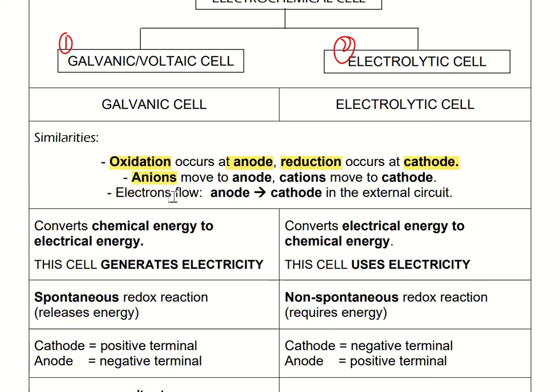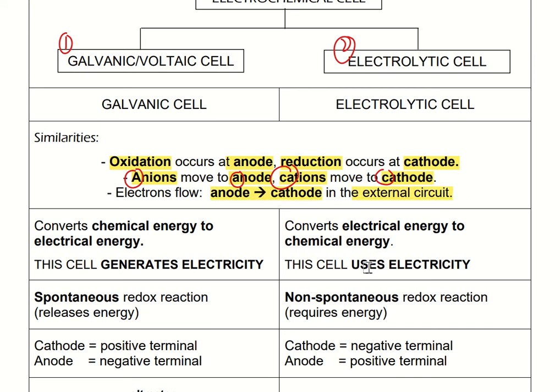Anions, which are negatively charged, always move to the anode, for example Cl minus and Br minus. So remember, A attracts A. Cations, for example Na plus and K plus, will move to the cathode. So remember, C with C. For electron flow, electrons always flow from the anode to the cathode in the external circuit.